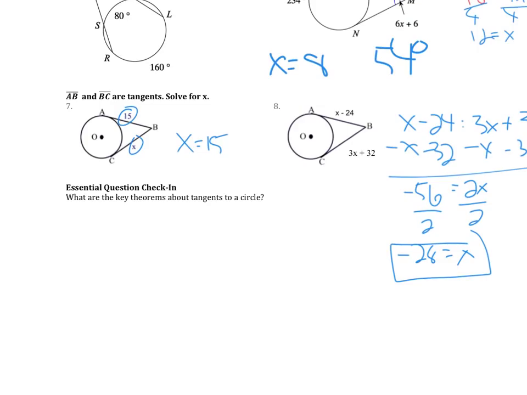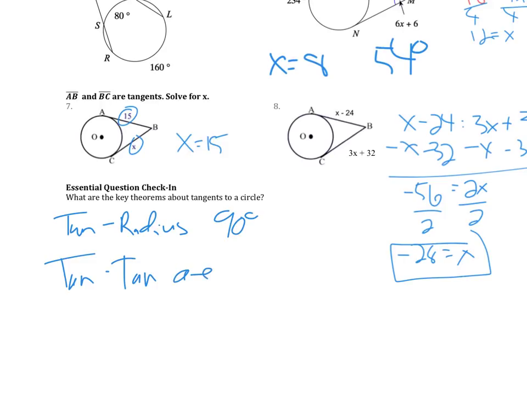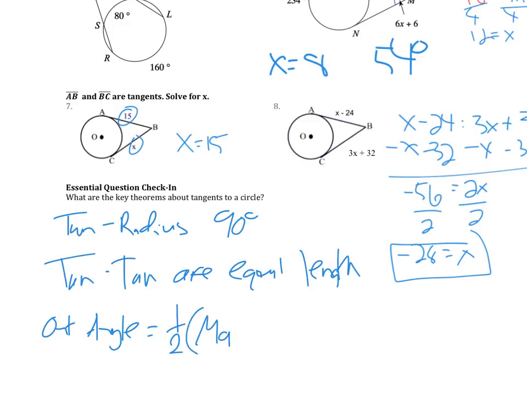So our key theorems about tangents to a circle. So we know that the tangent and the radius form a 90-degree angle, and that two tangent lines are equal length, and then we have the outside angle is equal to 1/2 the major arc minus the minor arc.